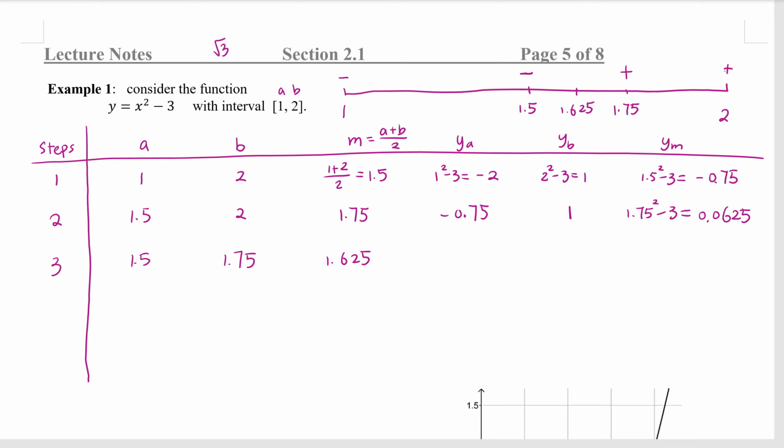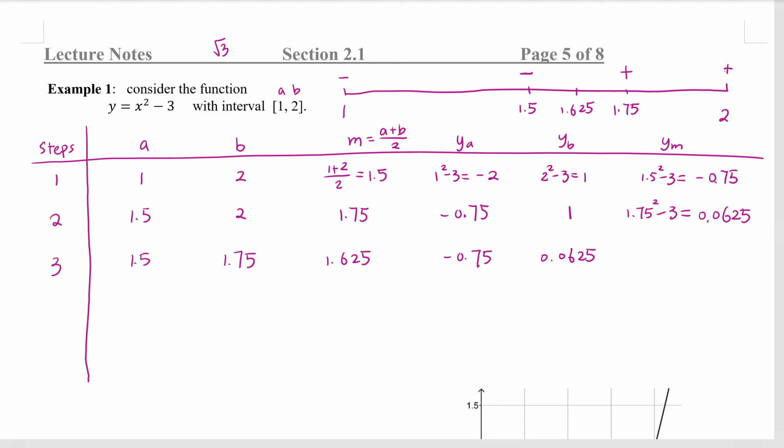Okay, YA, because the left endpoint is still 1.5, this is still minus 0.75. And B is 1.75, and then we have this 0.0625. Move it here. Okay, and then we want to calculate f of 1.625.